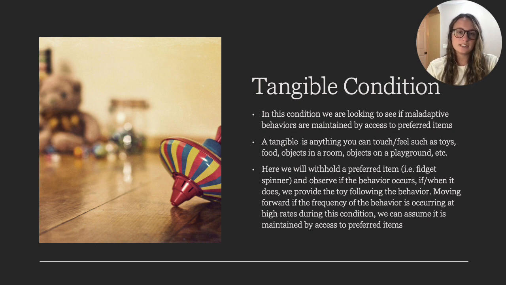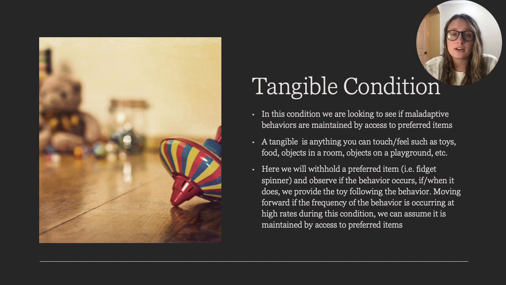For our last condition, we are going to be addressing the tangibles. So we're going to be seeing if maladaptive behaviors are maintained essentially by access to preferred items. So just before we get into that, I wanted to explain a tangible is any item that we are able to touch or feel, and it could be toys, it could be food items, it could be something in a room, out on a playground, anything of that nature that we can actually hold.